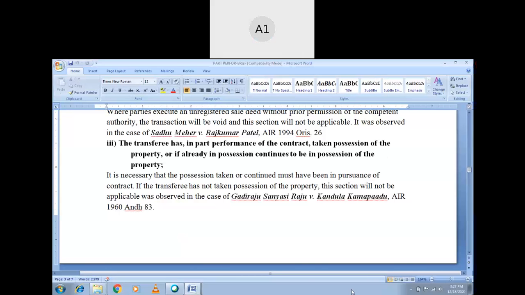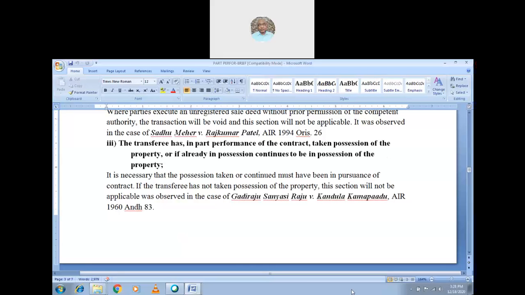That is AIR 1960. That means, if the property is not in the possession of the transferee, at that instance, Section 53A will not be applicable. So possession is a very important factor. What other things are important factors? Please tell me.